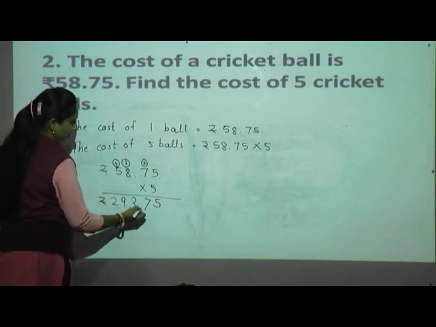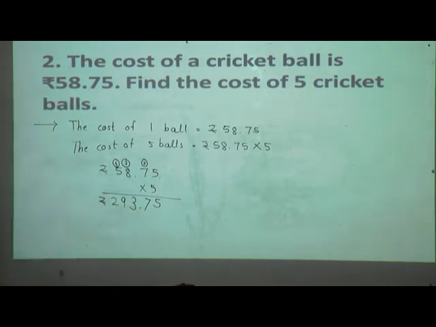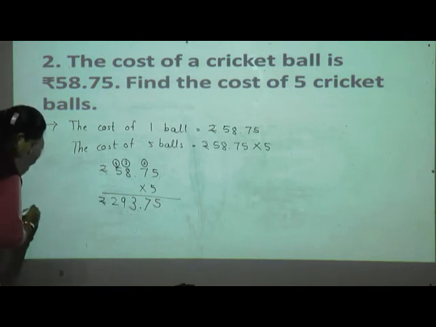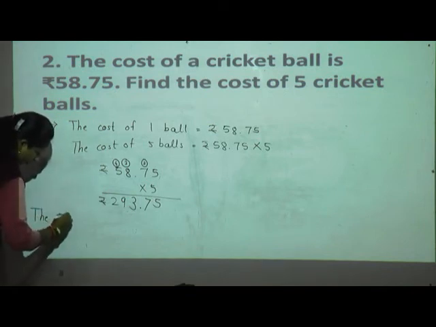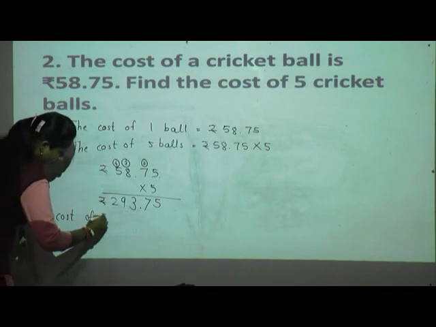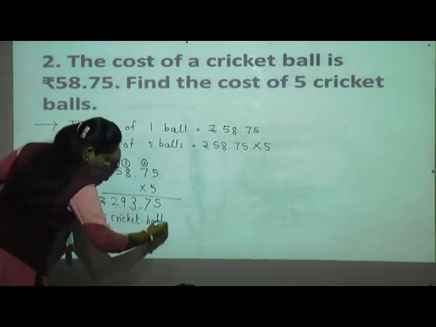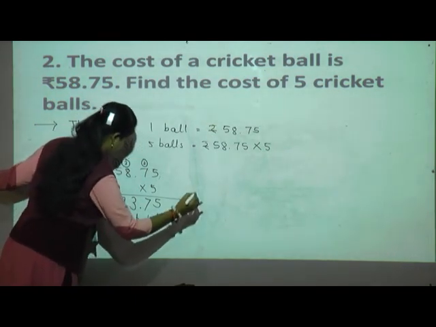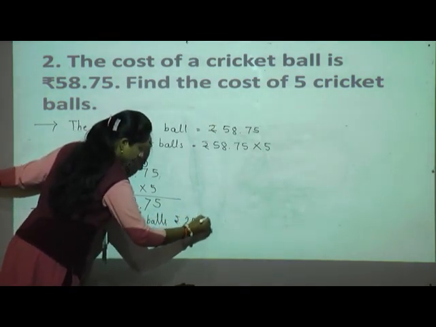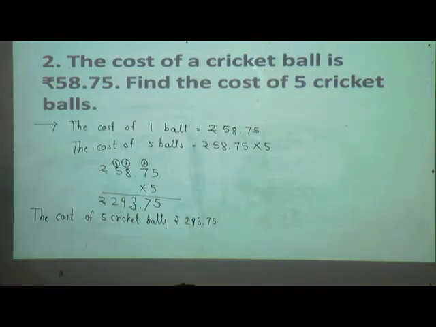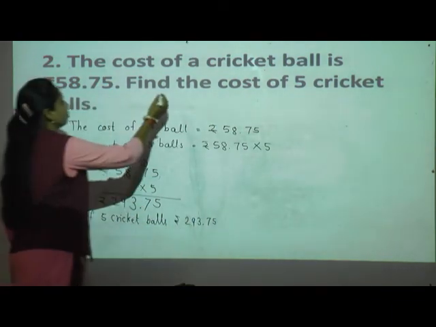From the right side, after 2 digits, give the point, isn't it? So what is the answer here? 293.75 paisa. What is this? The cost of 5 cricket balls. So write here, the cost of 5 cricket balls, rupees 293.75 paisa. See, this sentence I have taken from the question only.